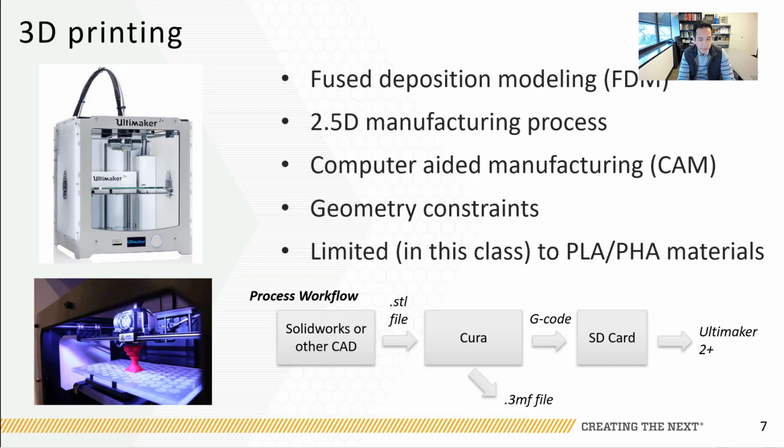This is the process workflow that we have for this particular approach. You start with SolidWorks or another CAD file. From there you can produce an STL file that you can import into Cura. There you generate G-code that you upload to an SD card and load on the Ultimaker 2 Plus to actually print the part. You can save your Cura files as a 3MF file for archiving that information.